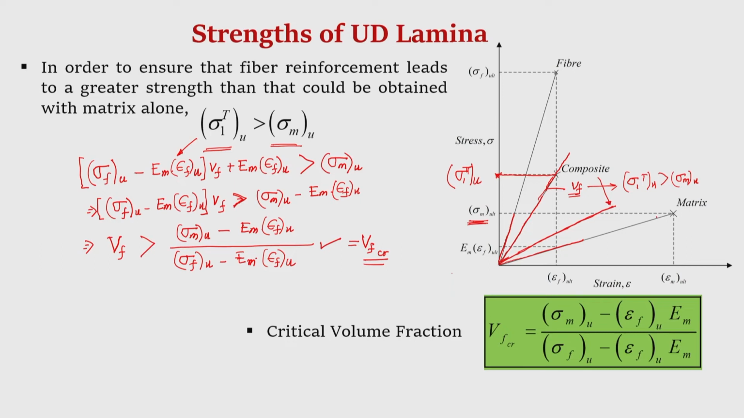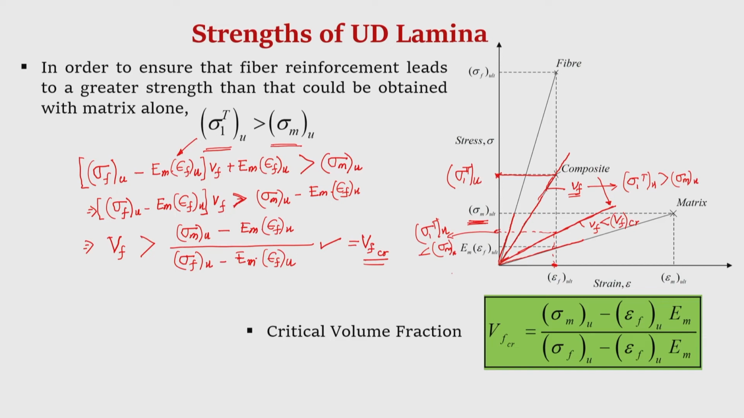Now, if this is the stress strain curve of the composite for a given volume fraction, then at failure, that means at this strain, what is the sigma 1 T u for the lamina? This is the sigma 1 T u for the lamina for this particular volume fraction. Okay. Now, it is clearly visible from this curve that this sigma 1 T u is less than the ultimate tensile strength of the matrix, okay, which is not desirable of course. This happened because this volume fraction is actually less than V f critical. Okay. Now, what is V f critical in this stress strain curve?